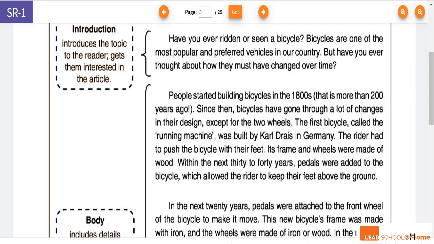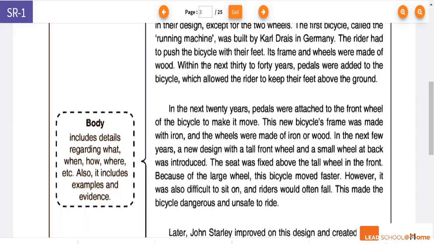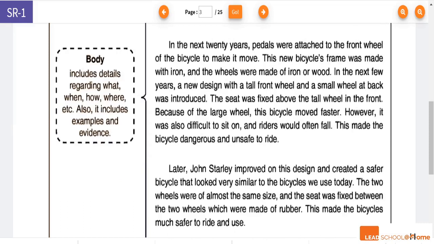The first bicycle, called the running machine, was built by Carl Dreis in Germany. The rider had to push the bicycle with their feet. Its frame and wheels were made of wood. Within the next 30 to 40 years, pedals were added to the bicycle, which allowed the rider to keep their feet above the ground. In the next 20 years, pedals were attached to the front wheel of the bicycle to make it move. This new bicycle's frame was made with iron and the wheels were made of iron or wood.